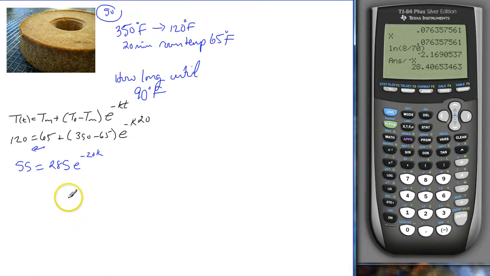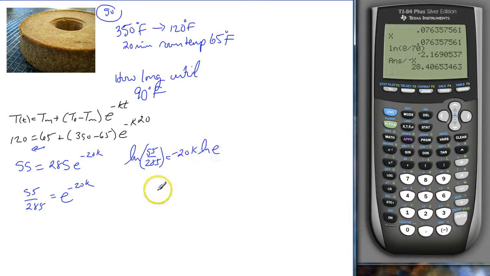You could do this also graphically at this stage if you wanted to, but we're going to do it with logs. So 55 over 285 equals e to the negative 20k. Natural log both sides. ln of 55 over 285 equals negative 20k ln e.